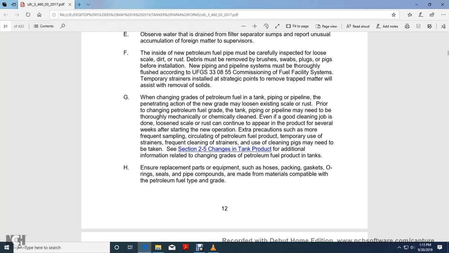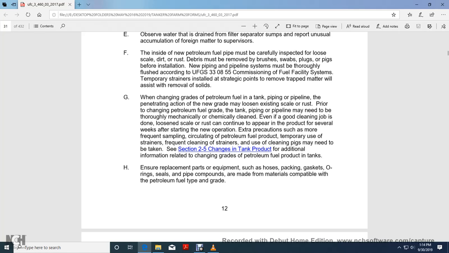Even if a good cleaning job is done, loose scale and rust can continue to appear in the product for several weeks after starting the new operation. Extra precautions such as more frequent sampling, circulation of the petroleum fuel product, temporary use of strainers, frequent cleaning of the strainers, and use of cleaning pigs may need to be taken. See Section 2.5, changes in tank product, for additional information related to changes in grades of petroleum fuel products and tanks.